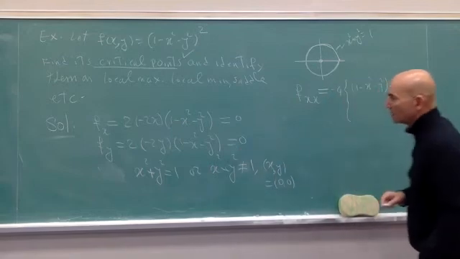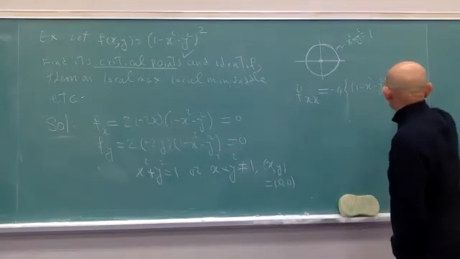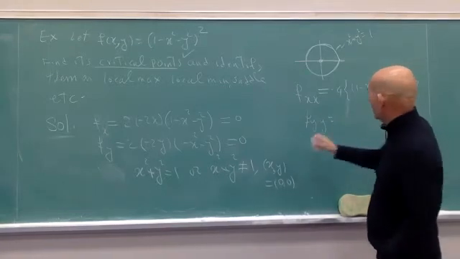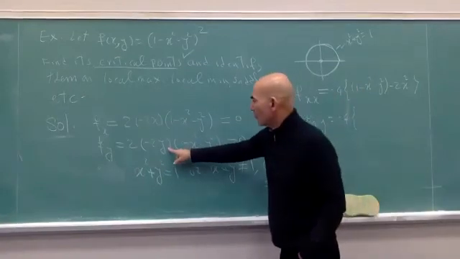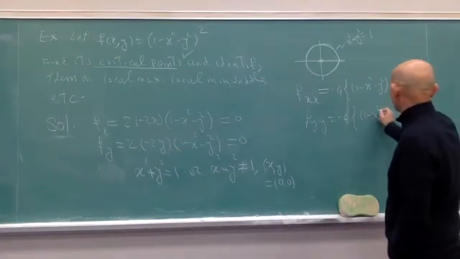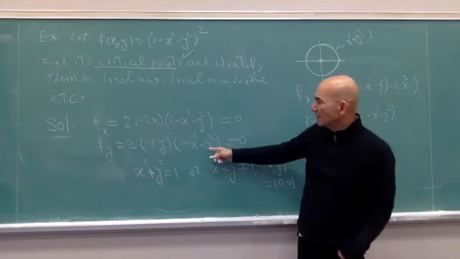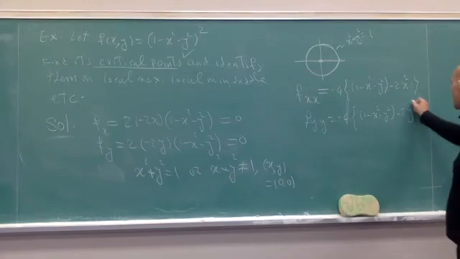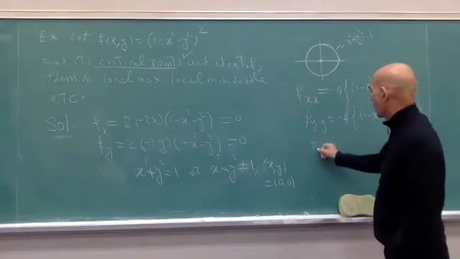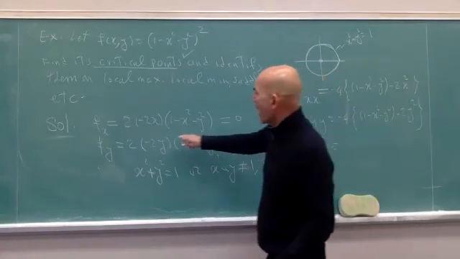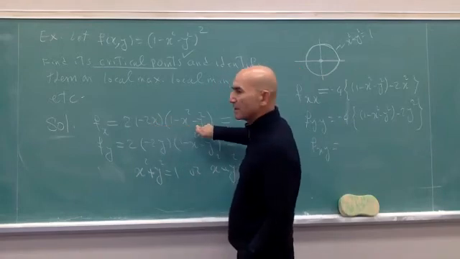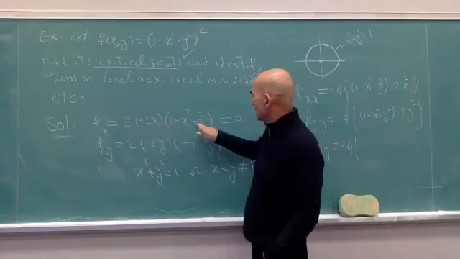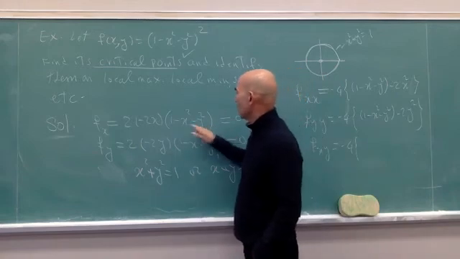And for the second one, f yy is equal to, well, there's still negative 4 times (1 minus x squared minus y squared), and then the derivative of this with respect to y is negative 2y times y, negative 2y squared. And what about fxy? For fxy, we take the derivative of this with respect to y, so this is equal to -4 times x stays, minus 2y, so it gives me minus 2x.